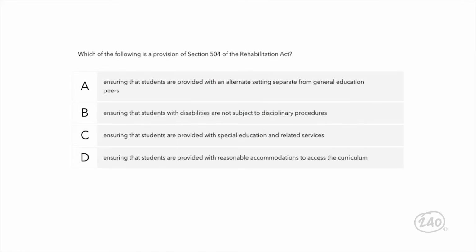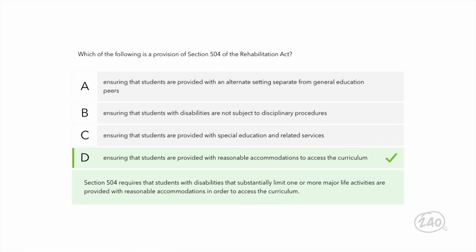Now, for a question about special education foundations. Which of the following is a provision of Section 504 of the Rehabilitation Act? The correct answer is ensuring that the student is provided with reasonable accommodations to access the curriculum. Section 504 is another essential piece of legislation to know for your special education exam. It comes up a lot along with IDEA.